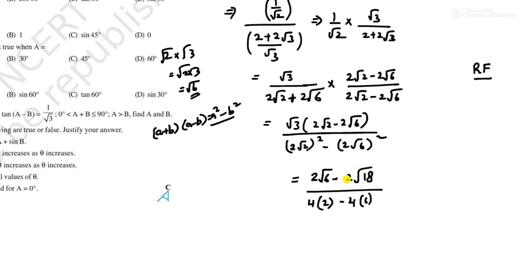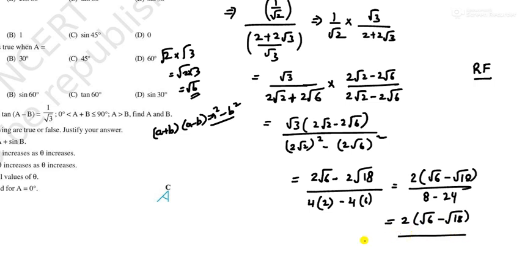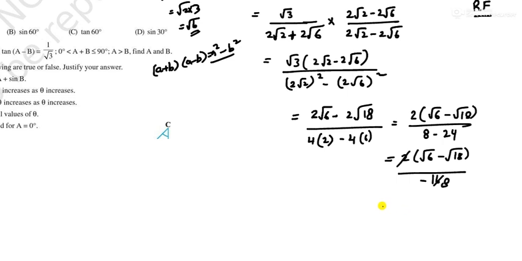Now if you see here, we can take 2 common, correct? And this we can write as root 6 minus root 18. Okay, and on solving you will get 8 minus 24. So further solving this, you will get root 6 minus root 18, and this is divided by how much? Here you will get minus 16, right? So on solving this you will get 8 minus 8. So the final answer will be root 6 minus root 18 divided by minus 8.